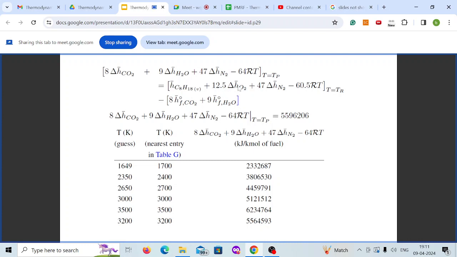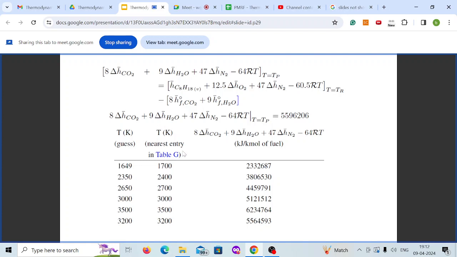So if you know the right hand side values, the enthalpy of formation of the components and the fuel, and you know what temperature your fuel and air are at, it's at 700 Kelvin, so correspondingly your enthalpy values can be found from the table. Substituting that, we will get delta H CO2 plus 9 delta H H2O plus 47 delta H N2 minus 64 RT equals 5596206.